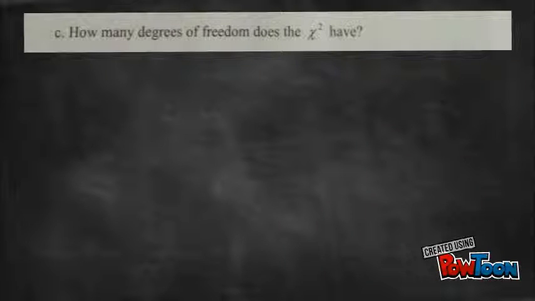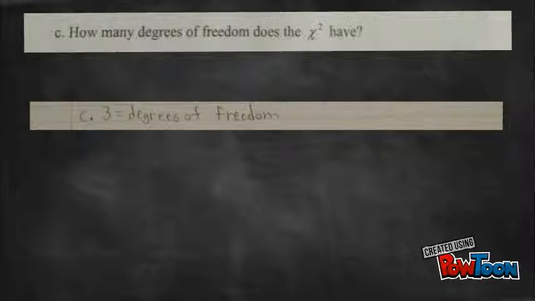C. How many degrees of freedom does the chi-squared have? In this case, there are 3 degrees of freedom. That is because there are 4 categories: winter, summer, spring, and fall, and we always do categories minus 1 to find degrees of freedom.